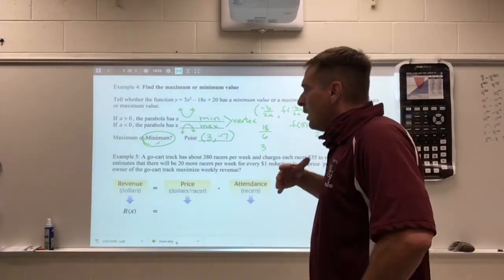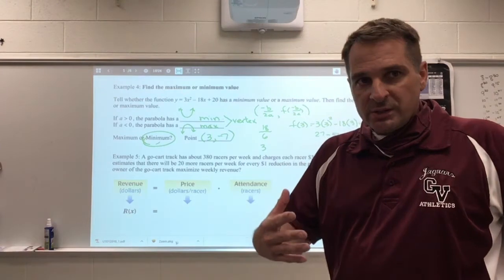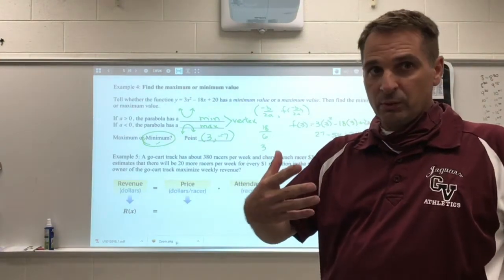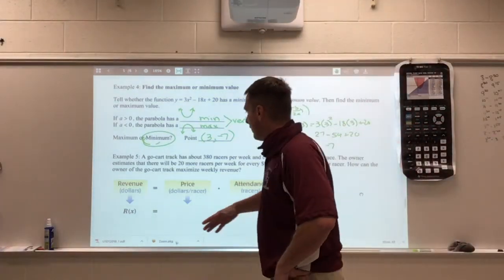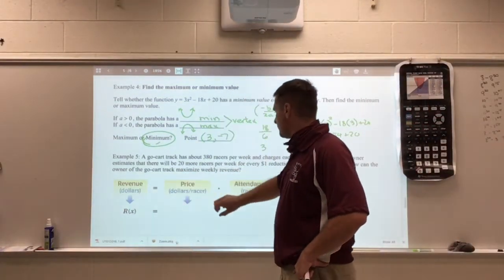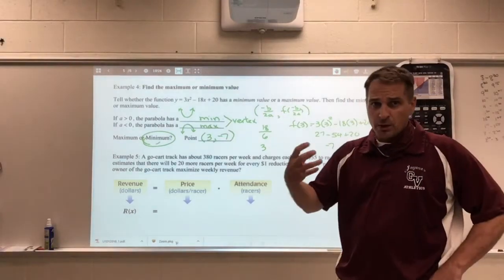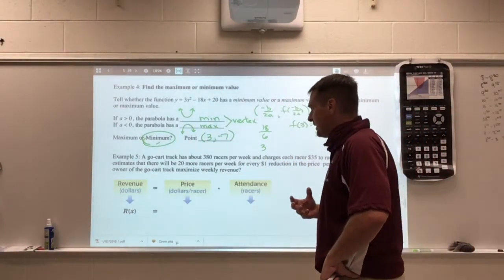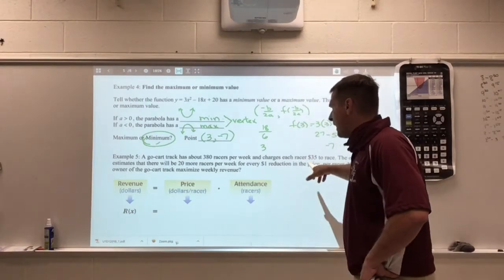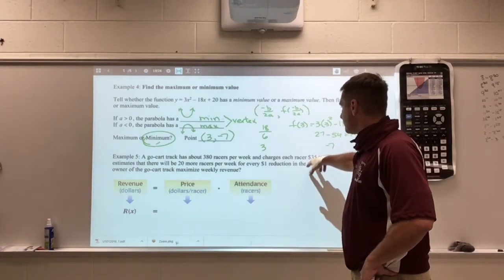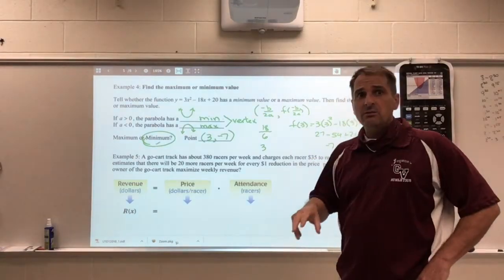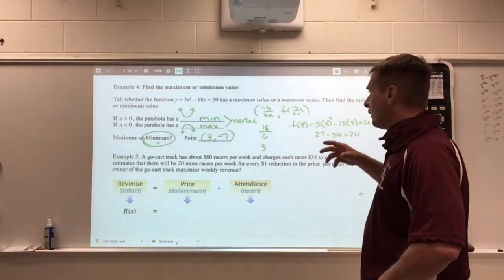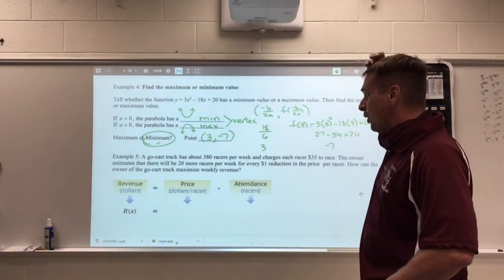We're going to see this style of question often, so you're going to want to understand how we build it. First of all, we know revenue is really the price times the number of racers we got. That's how much money we're making. So what the go-kart owner is saying is, if we take our $35 to race, and for every dollar we deduct, we're going to increase the number of racers by 20 more per week.